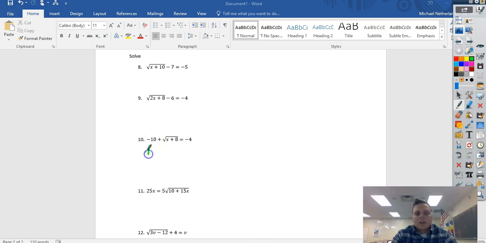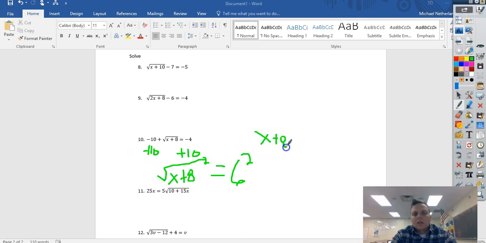But first thing you're going to do is add 10. So then that gives me the square root of x plus 8 is equal to negative 4 plus 10 is 6. Now what you need to do is square both sides. Squared, squared. So I get x plus 8 is equal to 36. Then I need to subtract 8 to get x by itself. So I get x is equal to 28.